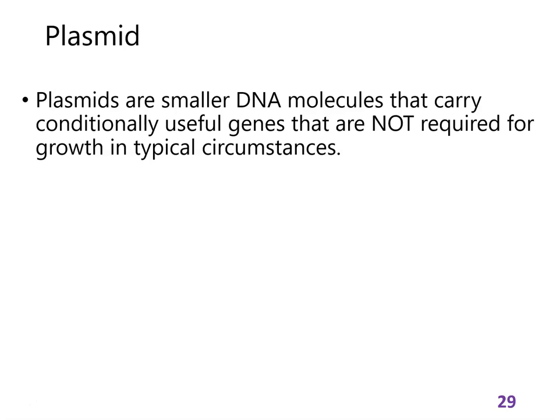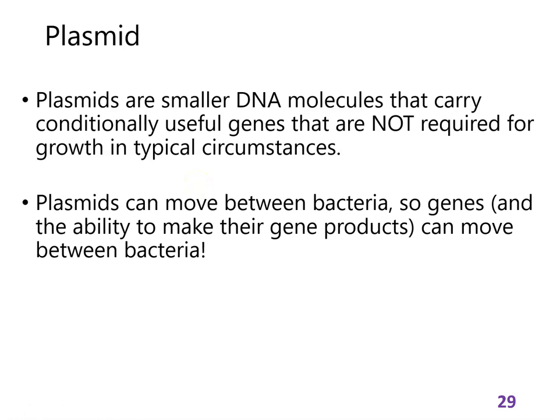Plasmids are shorter DNA molecules with not as many genes, and those genes are conditionally important. They're conditionally useful. So they're useful in some circumstances, but not in all circumstances. So they're not always required. So plasmids have these conditionally useful genes, but the real reason we care about them is that they can move between bacteria. Bacteria can pick up plasmids from the environment and say, oh, cool, this is a plasmid. What genes are on that plasmid? What abilities will this give me? And that is a big thing that happens in bacteria. They swap DNA.